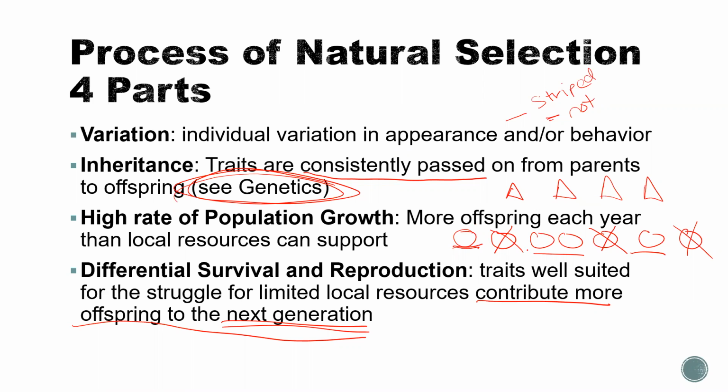If these little circle organism guys are the ones that can fight and get the triangles the best, but they can't pass their genes on, those genes will not go to the next generation. So you have to have both parts. You have to have them be well suited for struggling for those limited resources so that they can survive, and also to pass the genes on.